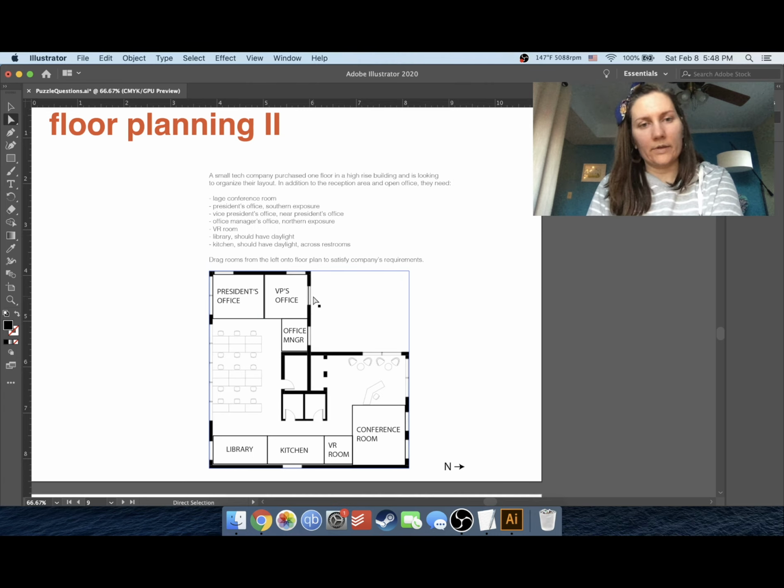Another corner office. No, that was VP's office. Then office manager, next to it with northern exposure, it's a small office. VR room, nothing really is given about it. Small room there, doesn't have daylight. Then library has daylight, kitchen has daylight, and it's across restroom, so we should be good, right? Cool.